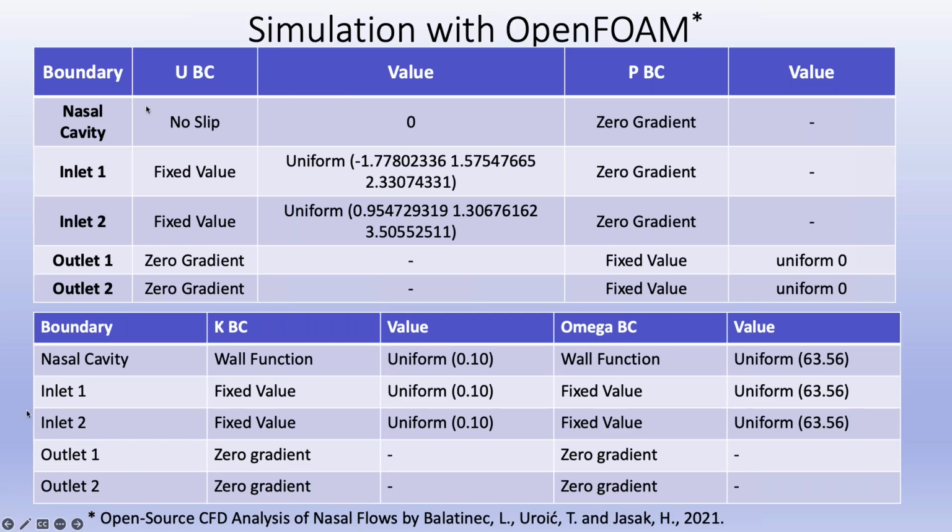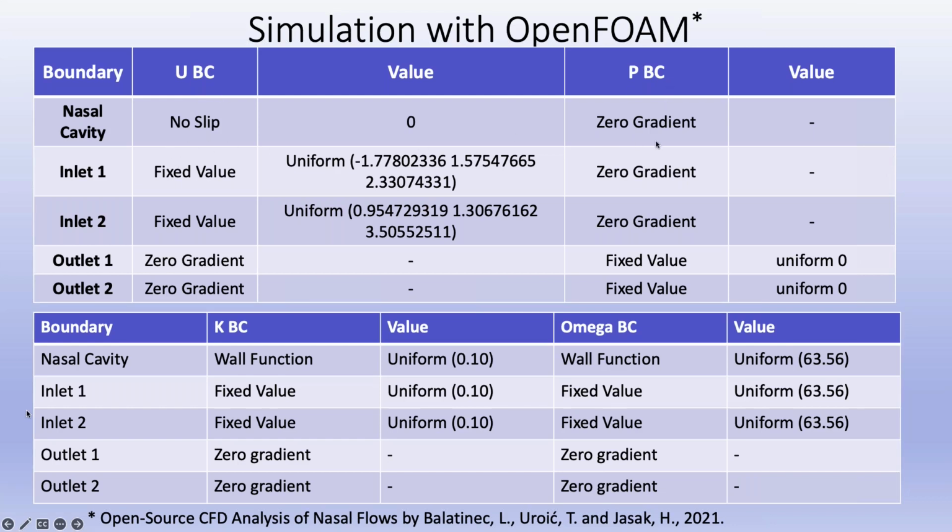Okay. So here we look into the parameters and boundary conditions for the simulation with OpenFOAM. We have a total of 5 boundaries in this geometry, mainly the 2 inlets that correspond to the nostrils. Then we have the nasal wall itself. Then the 2 outlets that connect to the lungs. So here are the boundary conditions corresponding to each boundary.